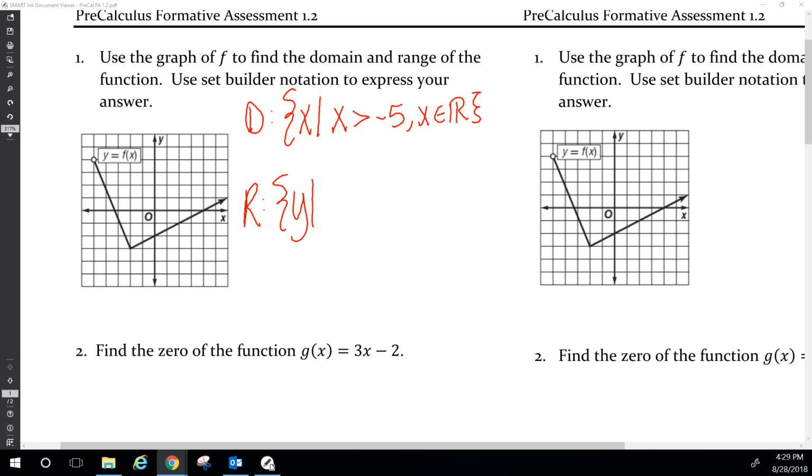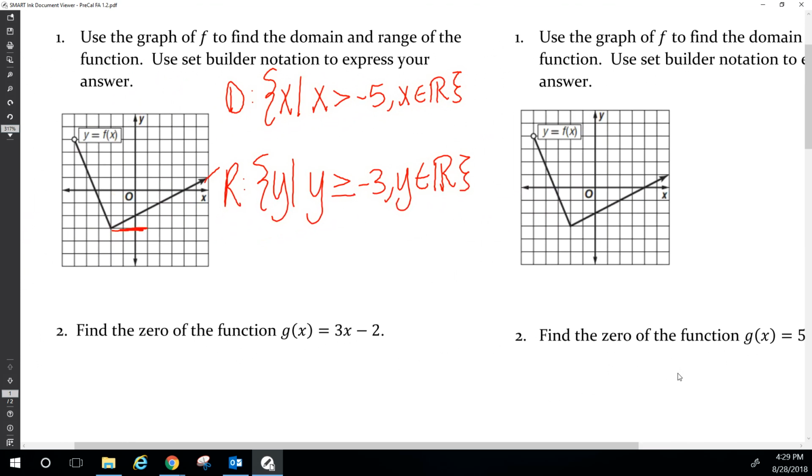This is going to be a set of all y's such that my lowest y value includes negative 3. So y has to be greater than or equal to negative 3. This thing's going to go on and out to infinity. And then again, y has to be an element of all real numbers. So that's the same thing for the other version.